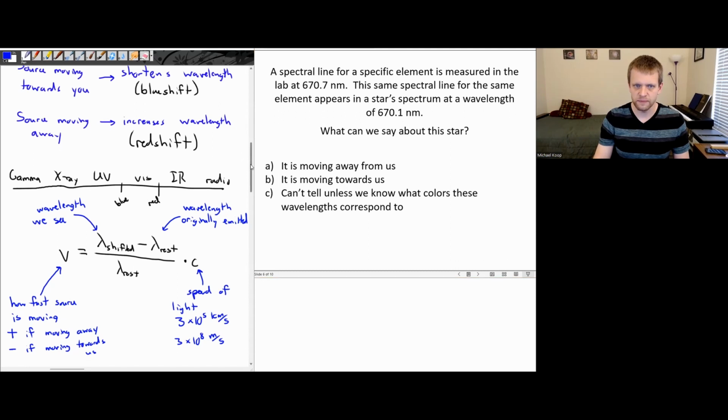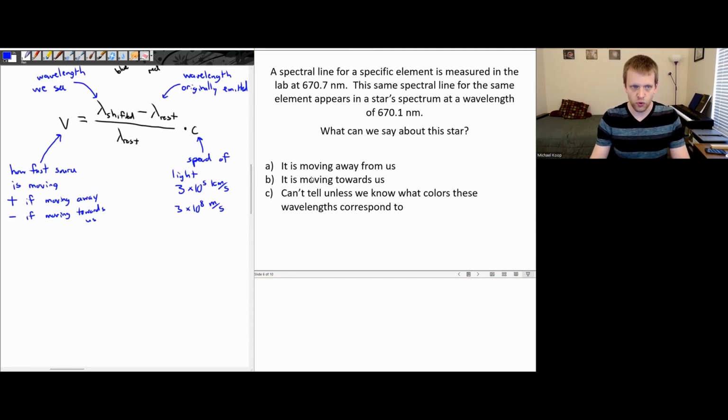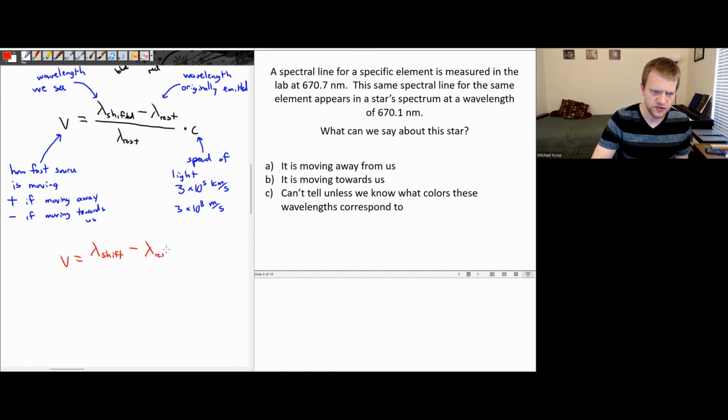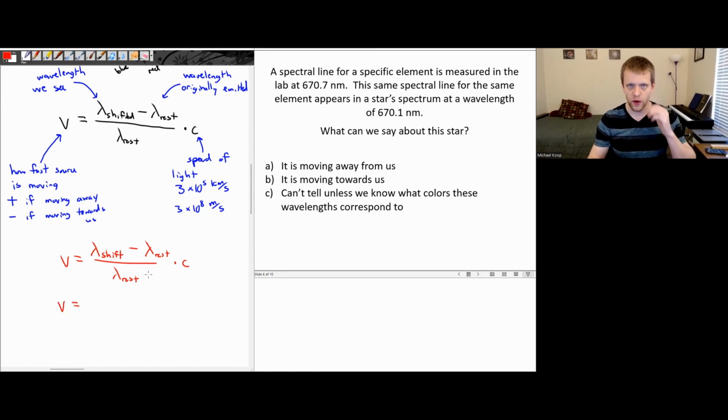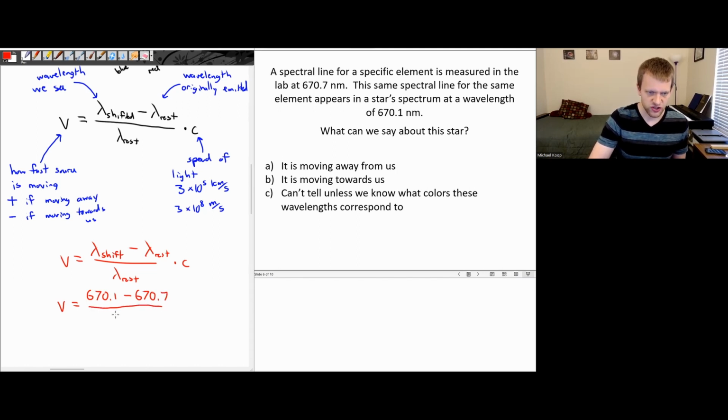Let's go a step further and say, how fast would this object be moving towards us? We're going to do a bunch of these calculation examples, but let's start with our equation: (lambda shifted minus lambda rest) over lambda rest, times the speed of light. The shifted wavelength is the one that we see in the star's spectrum, so in this case it would be 670.1. The rest wavelength is what was originally emitted, and for this element in the lab, that's 670.7 nanometers. We have that rest wavelength again, 670.7. And for the speed of light, I'm going to use 3 times 10 to the 5 kilometers per second.